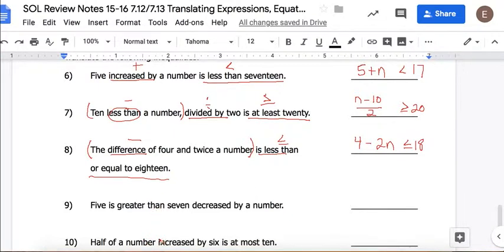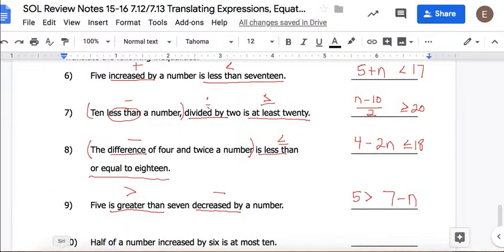Okay, 5 is greater than 7 decreased by a number. So there's my inequality. So we're going to write 5 is greater than. And now we're going to say 7 decreased by a number. So 7 subtract a number.